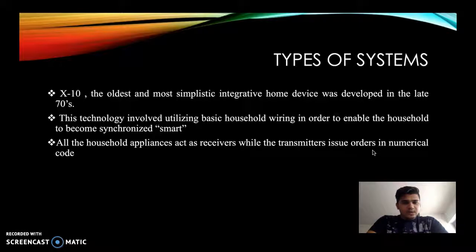Type of system: X10, the oldest and most simplistic integrative home device, was developed in the late 17th century. This technology involved utilizing basic household wiring to enable the household to become a synchronized smart home. All the household appliances act as receivers while the transmitter issues orders in a numerical code.